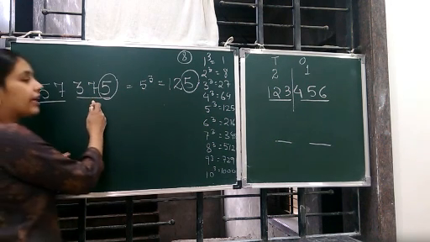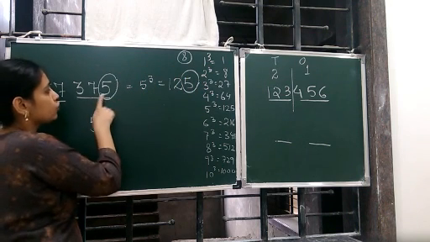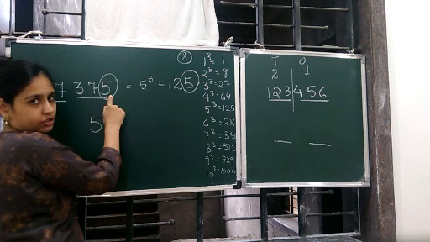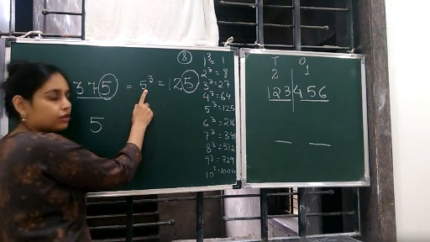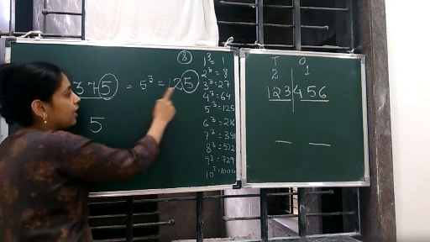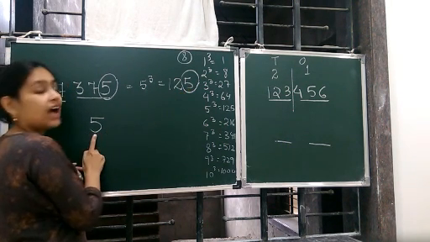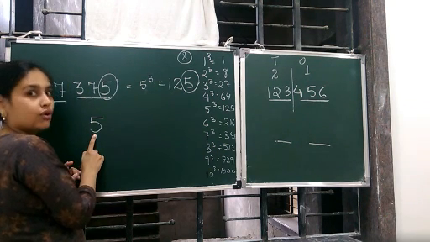So the first group gives us the number in the ones place. The last digit of the group, the digit in the ones place, you find the cube of that number, and whatever comes in the ones place, that is your answer. Answer means the digit that will come in the ones place.